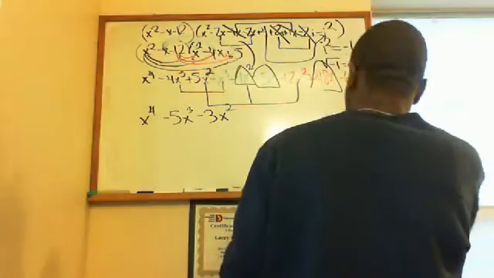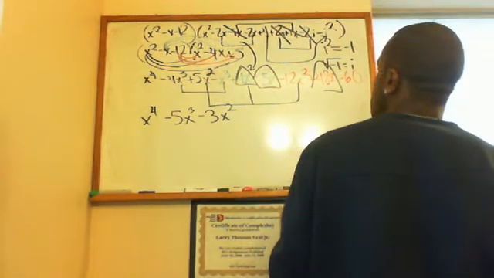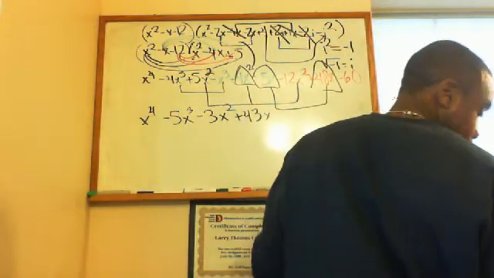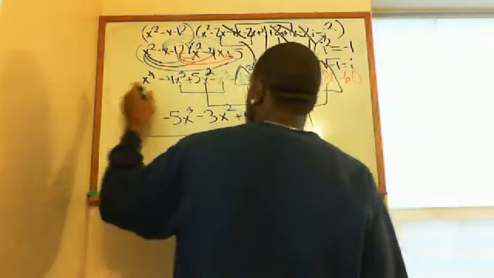What about the ones? The onesies? It's going to be plus 43x. These, right? Okay, good. So plus 43x minus 60. And this, guys, is my answer.